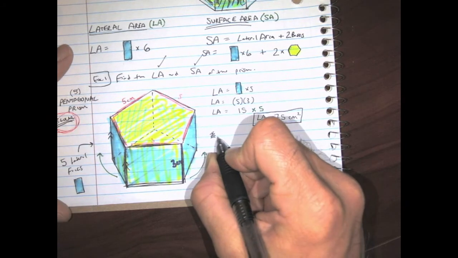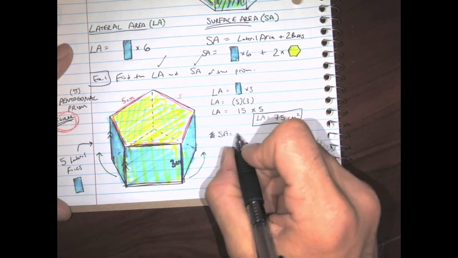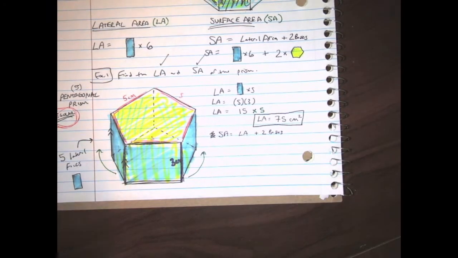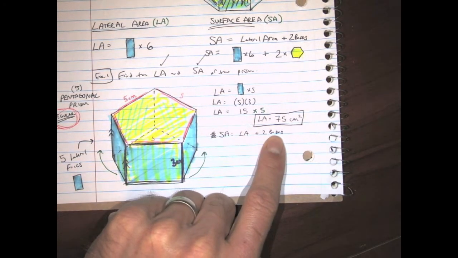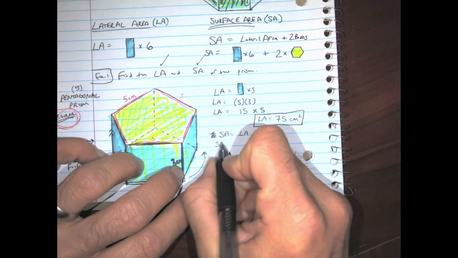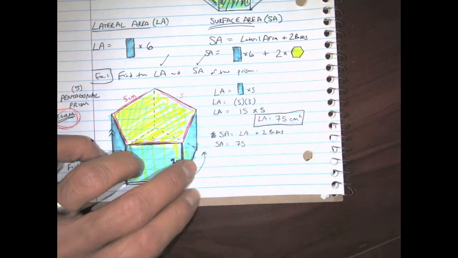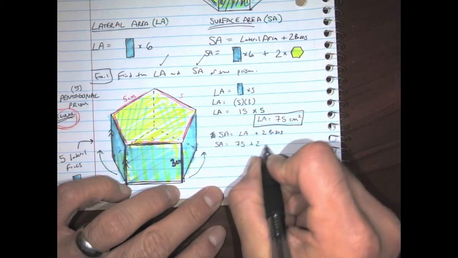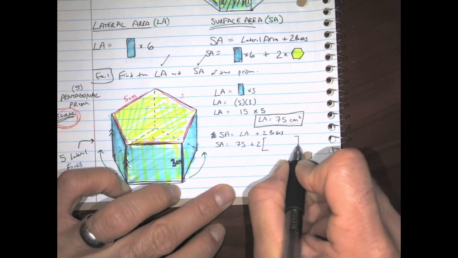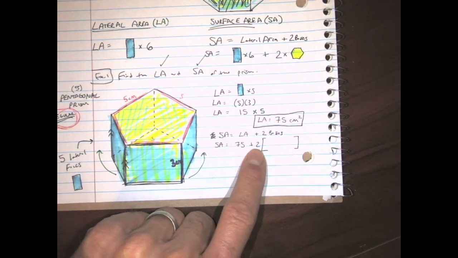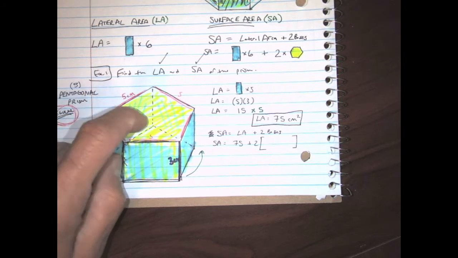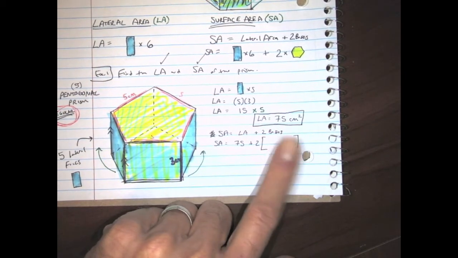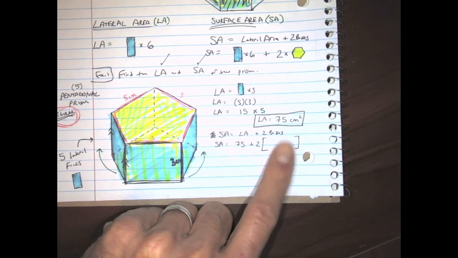I was getting ready to write lateral area. Surface area is going to be the lateral area plus 2 bases. I'm talking top base, bottom base. So we already have the lateral area. It's 75. Folks, it's the 5 blue rectangles. Plus 2. I've got that 2 right there because that 2 represents top and bottom. Once you find the area at the top, you multiply it by 2 to get the bottom. That's what that represents. Now we just need to find the area of the yellow pentagon.